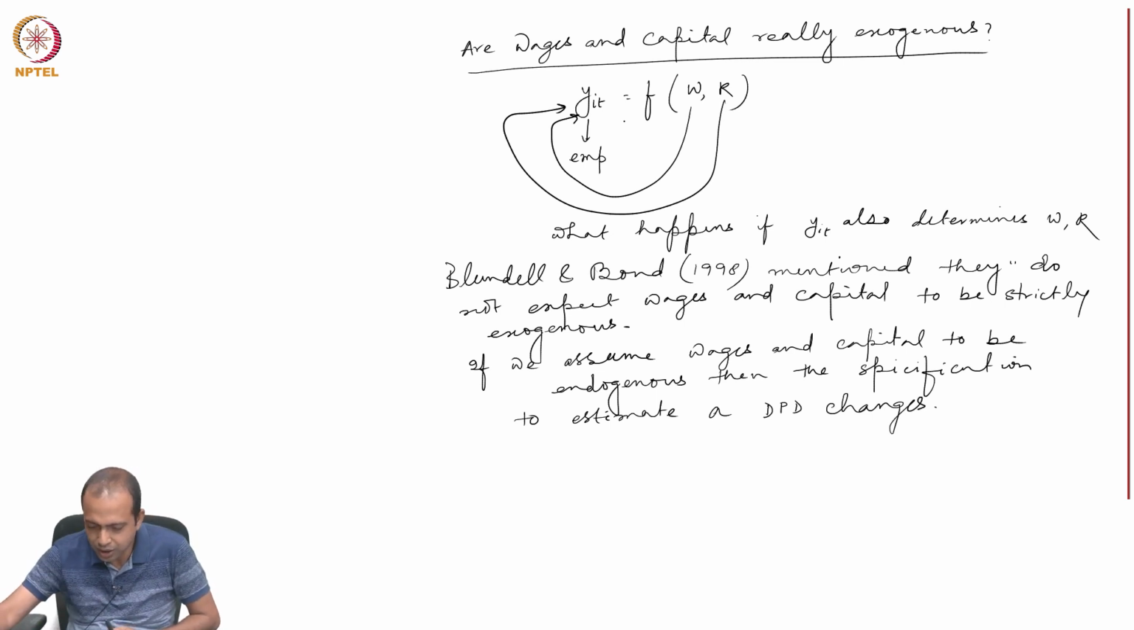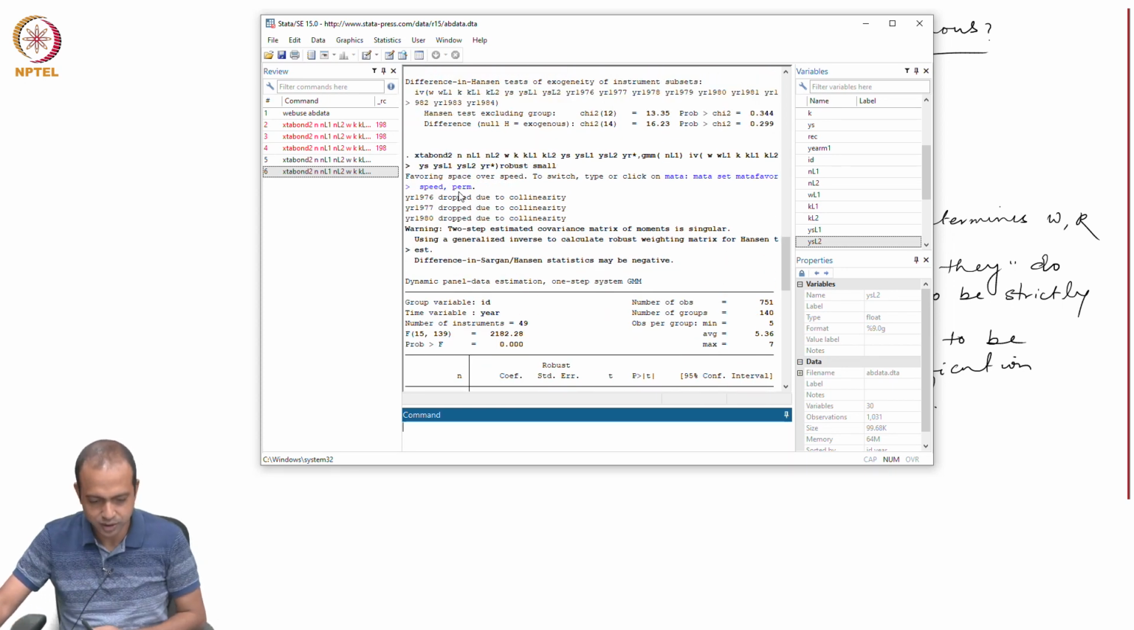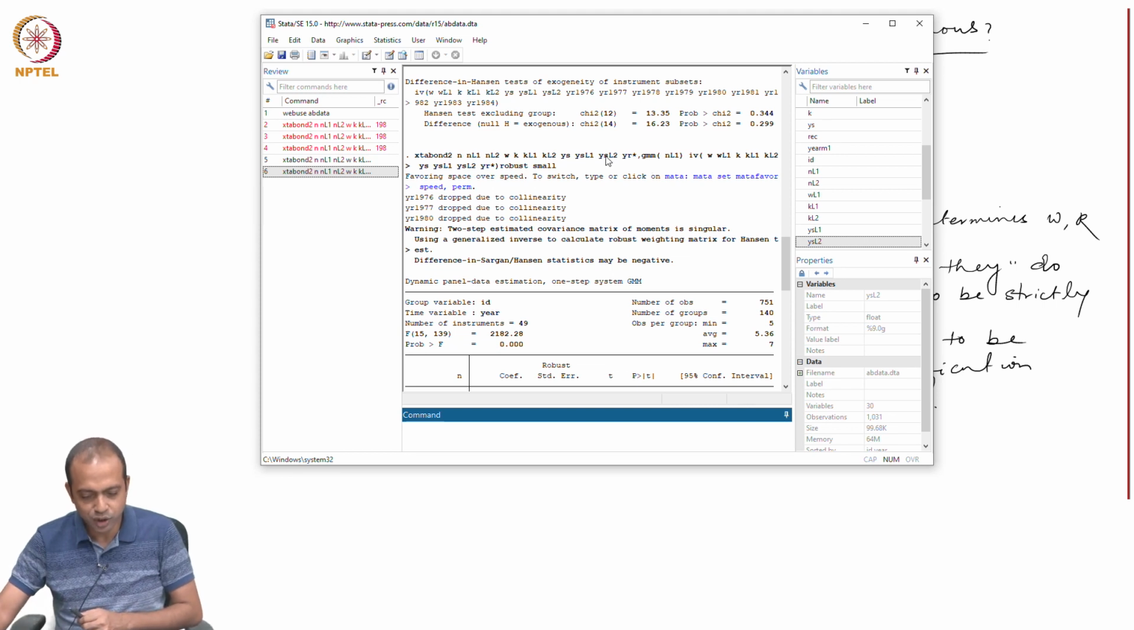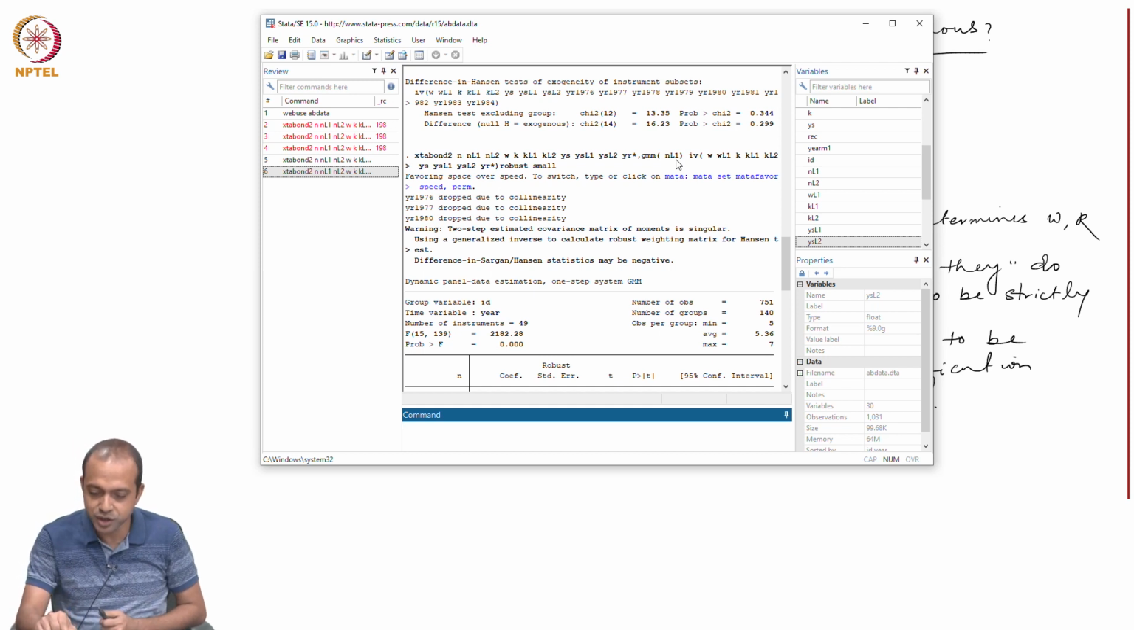So that means earlier, if you look at our command, what is the command we have given? Look at this. This is xtabond2 N L1, all this, and then I said within GMM I have given only N L1, the lag of the dependent variable, I assumed as endogenous variable. And I have assumed all other factors as exogenous. Now, the moment W and K also become endogenous, this particular specification does not work. So, those factors will also come now within this GMM. So, how will you write your command then when you assume wages and capital to be endogenous?